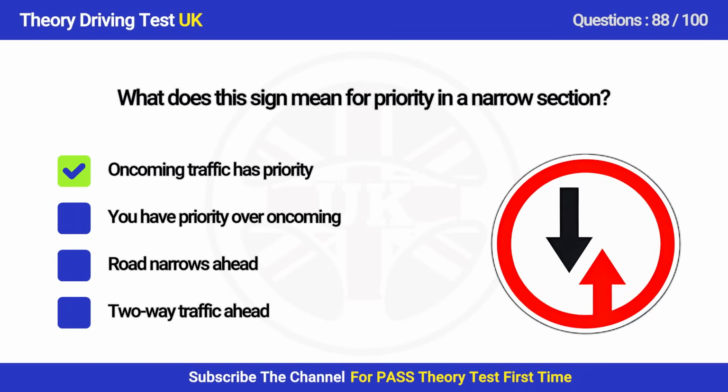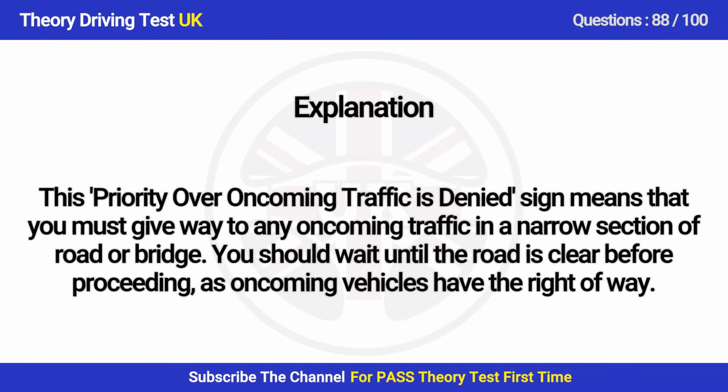Answer is A. Oncoming traffic has priority. This sign means that you must give way to any oncoming traffic in a narrow section of road or bridge. You should wait until the road is clear before proceeding, as oncoming vehicles have the right of way.